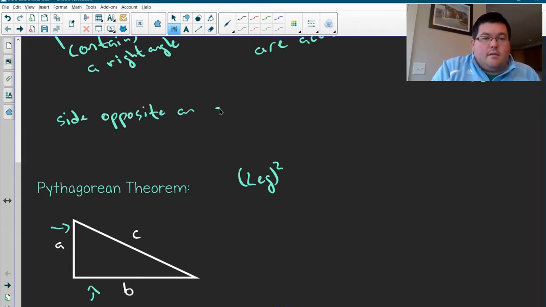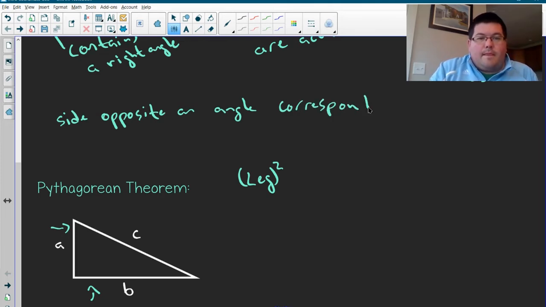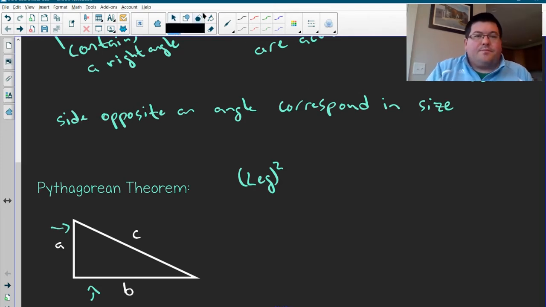One of the things that we always know to be true, right, is that sides opposite an angle correspond in size. Well, what do I mean by that?